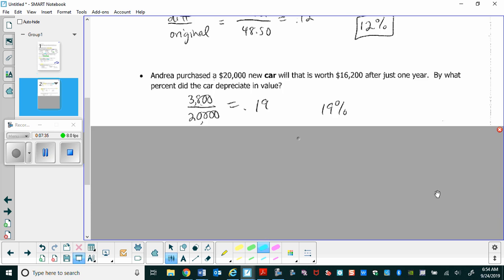All right, so in this next one, it's again talking about cars depreciating in value. And it looks like we have that Andrea purchased a $20,000 new car that is now worth $16,200 after just 1 year. So by what percent did the car depreciate in value? So it depreciated in value $3,800, and it was originally worth $20,000. So when you divide the difference by the original and move the decimal over, we can see that it decreased 19%.